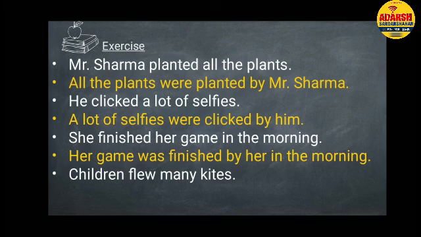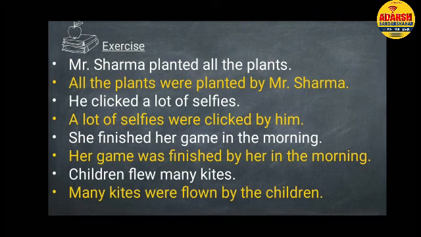Now let's put many kites, which is our object, in the place of our subject, and subject children in the place of our object. Then use its verb's third form, which is flown. Then put by before our subject and choose correct helping verb also. Here many kites is plural, so that's why we're going to use were. So its passive sentence is many kites were flown by the children.